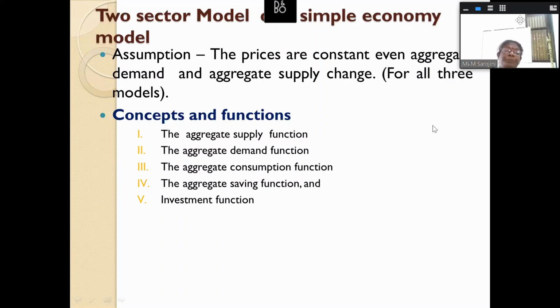Right now, we will move to the concepts, right? To derive the national income determination, we have to understand some of the concepts as well as the functions. Under that one, the first one is the aggregate supply function, then aggregate demand function, then aggregate consumption function, aggregate saving function, as well as the investment function.